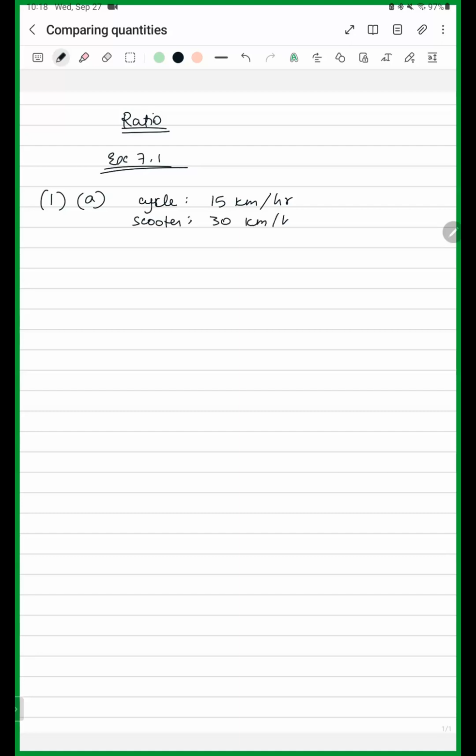Very good. So first, you have to make sure that they are all in the same unit. So over here, they're all in the same unit. So we will say 15 is to 30. This can be written as 15 by 30, right? Now you cancel this. 15 ones are 15, 15 twos are 30, 1 by 2, right? So the ratio is 1:2. This is the answer.